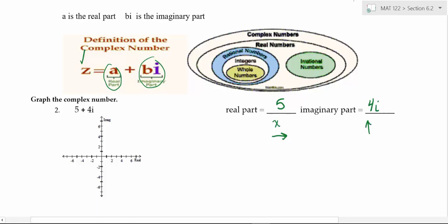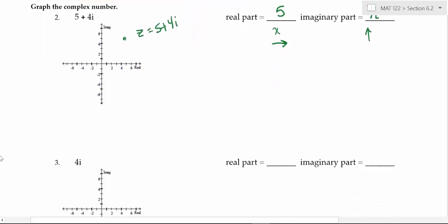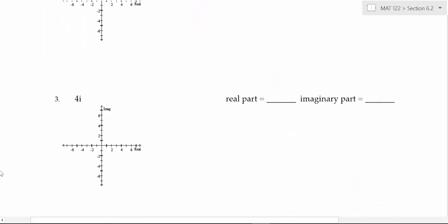When you plot this point, all you do is go over 5 on the real axis, and then you go up, and you put your dot right there. That would be where that point is located. We usually represent complex numbers with z, so that's where 5 plus 4i is located. I'm going to go through several of these and show you the different things that can exist on this.